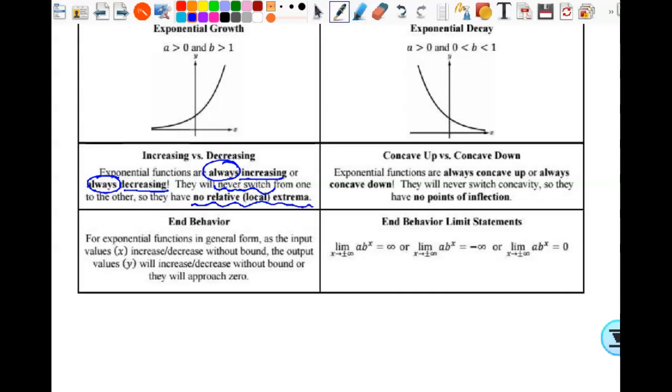Then as far as concave up and concave down, they are always concave up or always concave down. They will never switch, which means there are no points of inflection, because remember, your point of inflection is where you change concavity. So if I look at exponential growth here, is it increasing or decreasing? Increasing, and it's always increasing. Is it concave up or concave down? Concave up, because your rate of change is increasing, right? Concave up.